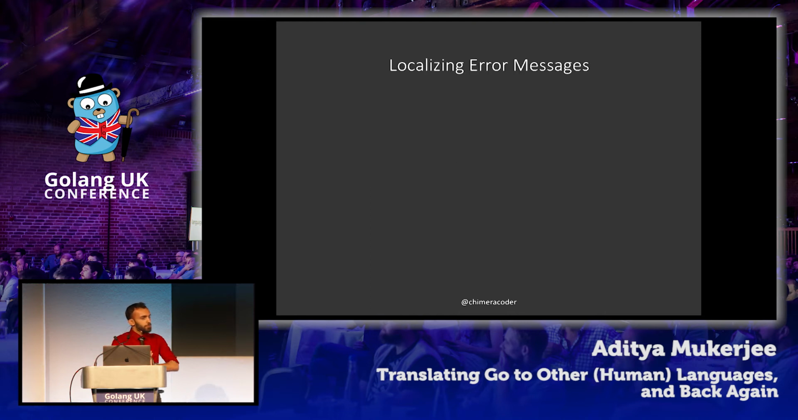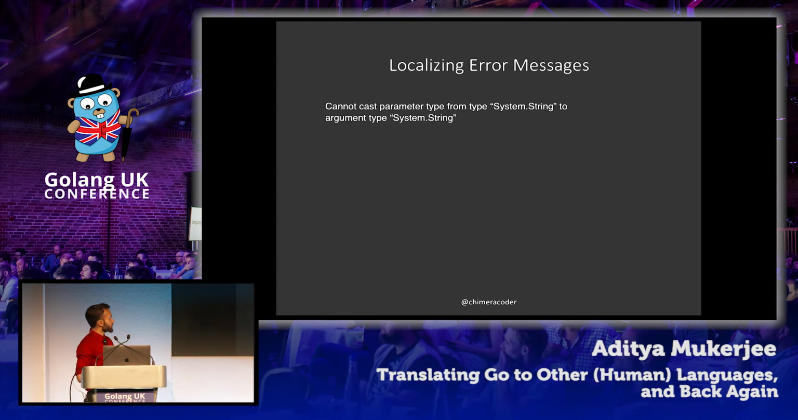Because as developers, we've all struggled with cryptic error messages, and this is one of my absolute favorites from Java. Cannot cast parameter type from type System.String to argument type System.String. Does anyone know what this actually means? No, I'm actually seriously asking this. I haven't written Java in so long, I've actually forgotten what this even refers to. Yeah, see, I have no idea. Neither does any single person in this entire room.